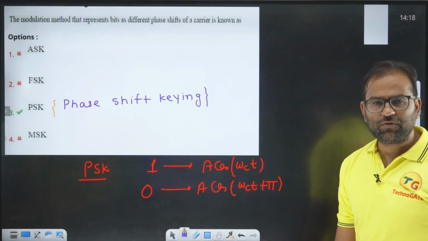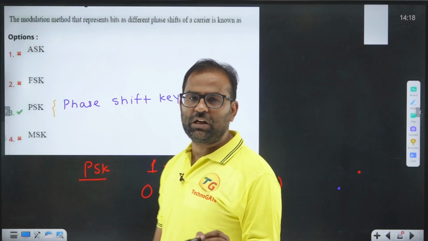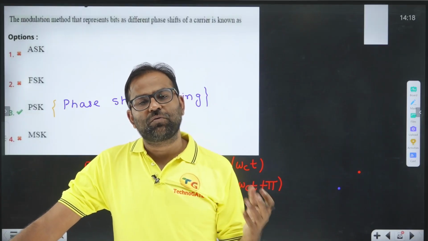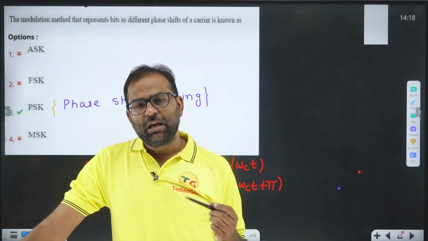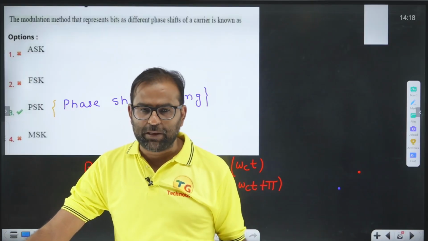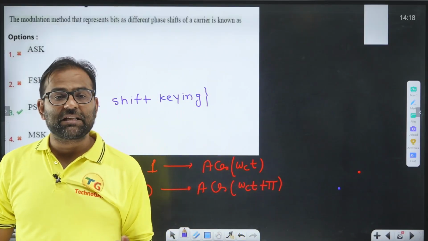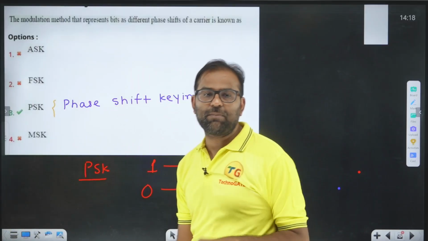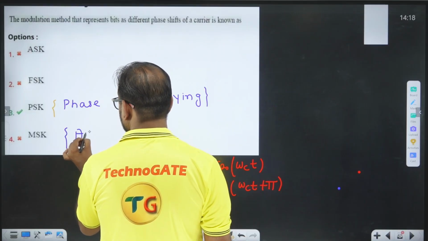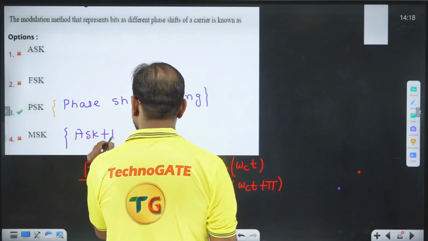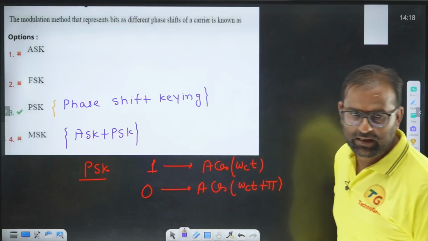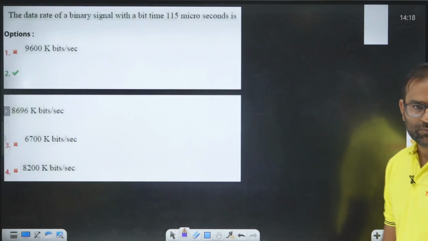What is frequency shift keying? In frequency shift keying, you transmit logic 1 and logic 0 and you separate them by 2 different frequencies. What is ASK? ASK is when you differentiate 1 and 0 by the amplitude. And what is MSK? MSK is the mix of ASK and PSK. I hope this is clear.